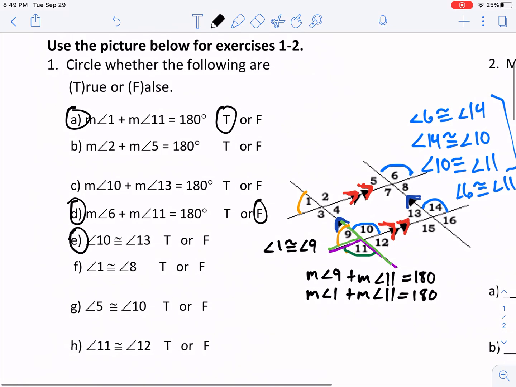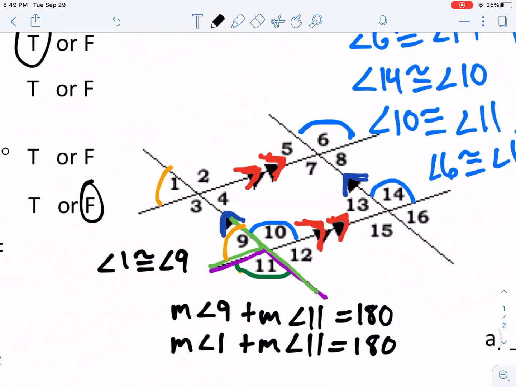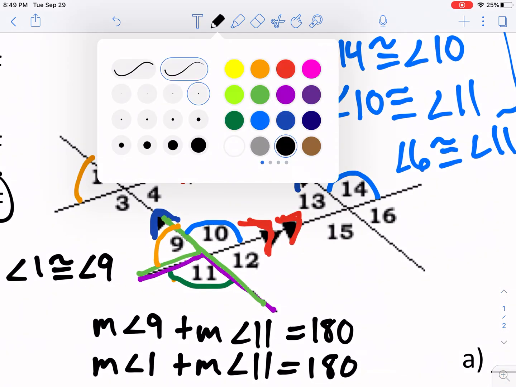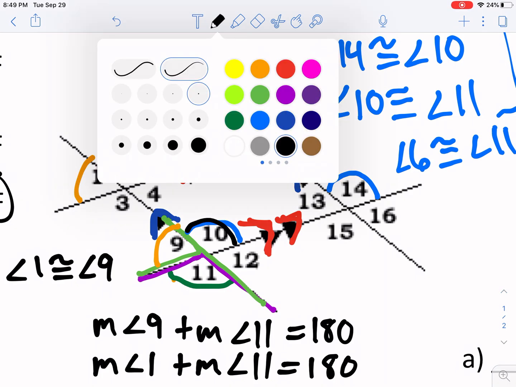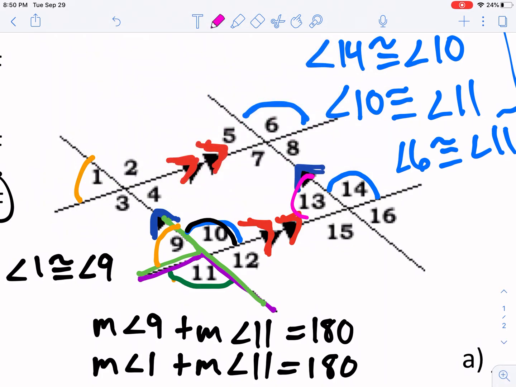Okay? What about 10 and 13? Well, 10 was right here, and 13 is right here. Now I'll use a different color. Let's do pink. Why not? So 10 and 13 are right here. Well, what type of angles are those? Well, that's same side interior, right? That's same side interior angles.